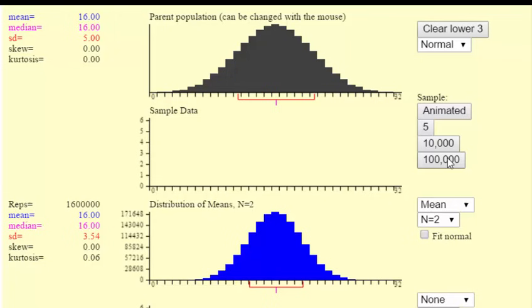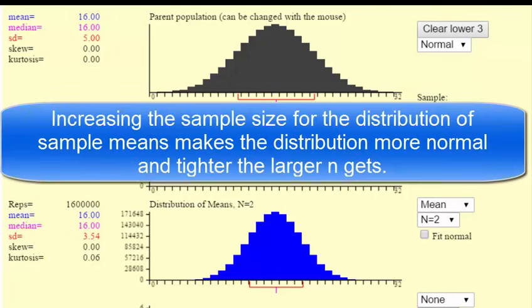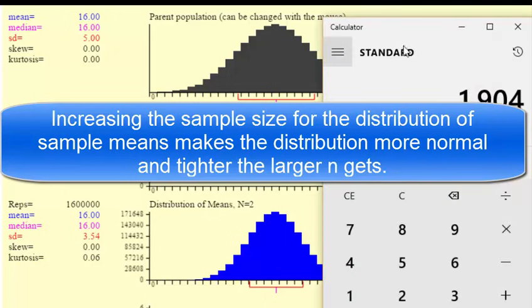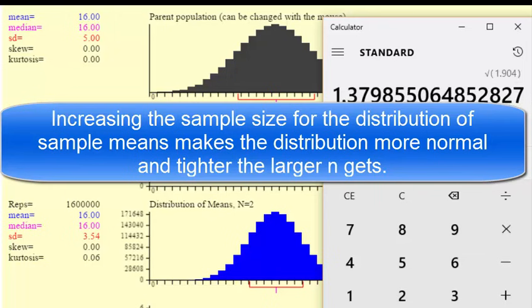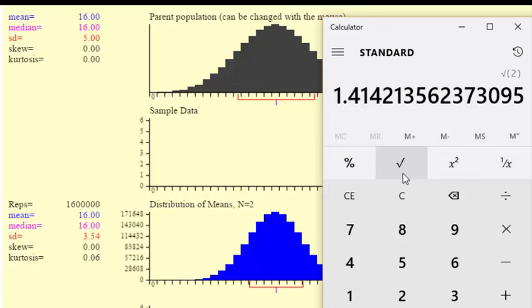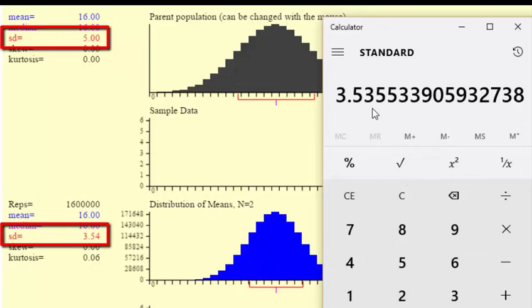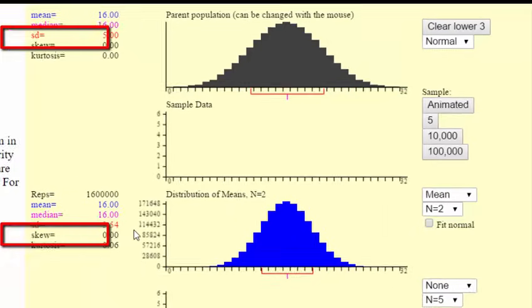And this is the central limit theorem. Once again, as we increase n, the distribution becomes more normal, and also the distribution becomes tighter by a factor of the square root of n. You can check the math here. The original standard deviation is 5, and we need to divide 5 by the square root of 2. So let's take the square root of 2 and copy that, and do 5 divided by the square root of 2, and it's 3.5, and that rounds to 3.54. Good stuff right here.